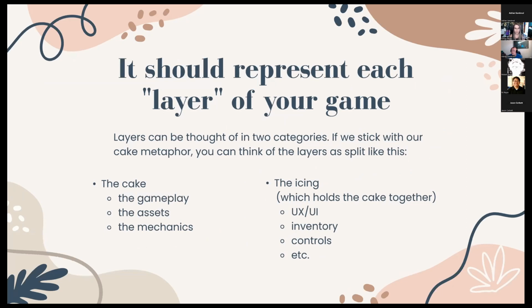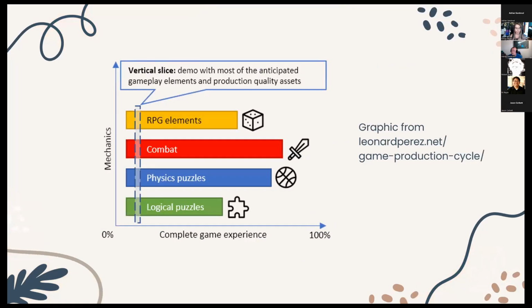We have the gameplay, the assets, the mechanics. It's kind of like the cake. And then we have the icing that holds everything together. So like the UX, UI, inventory, controls, stuff like that. Here's a graph that doesn't fit with the aesthetic of my slideshow at all, and which I stole from this site on the internet. So if you would like to visit that site and see more of their stuff, you can. But this is a good representation of how that slice should cut through each of the major aspects of your game.